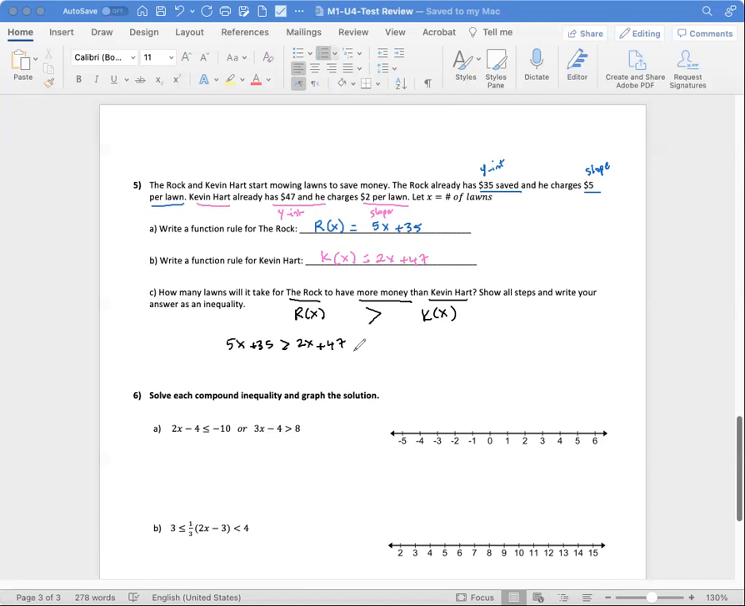And let's solve that. To solve this, we're going to subtract 2x from each side. And this will give us 3x plus 35 is greater than 47. Then let me just continue on the side. I'm going to subtract 35 from each side here. And this will give us 3x is greater than 8.